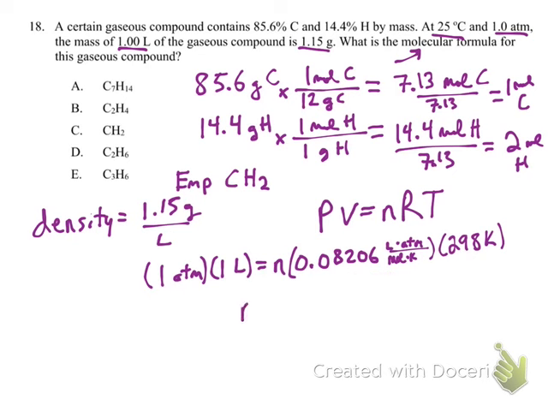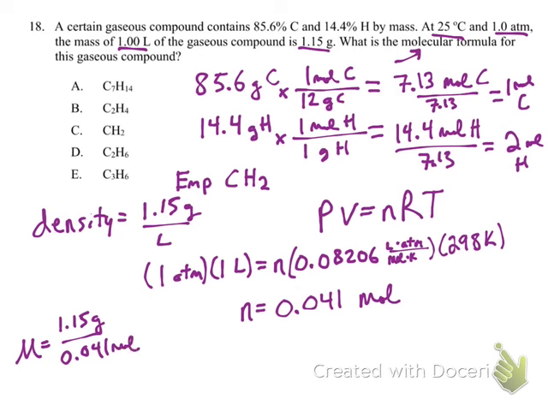This ends up being a total of 0.041 moles of this gas. So now if we know the number of moles, check, and we know the number of grams, check, we can solve for the molar mass. So let's take that mass and we'll divide it by the number of moles. And we'll end up getting the grams per mole, which is 28 grams per mole.